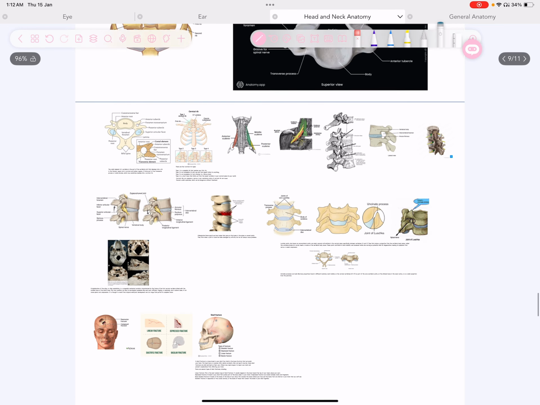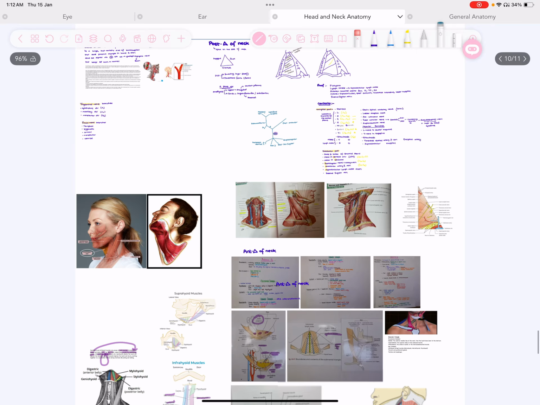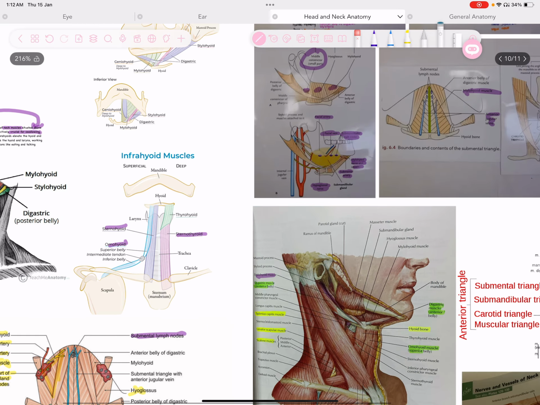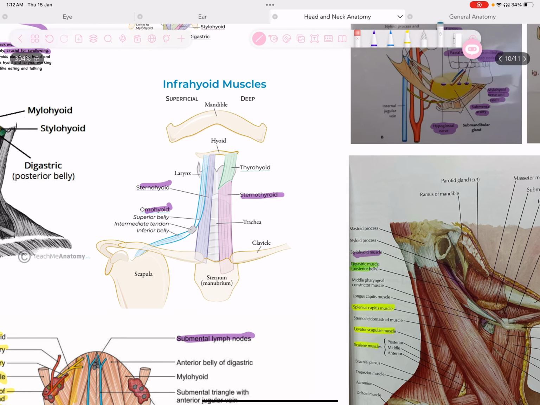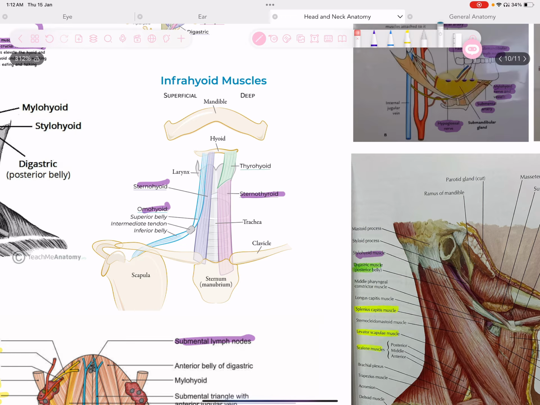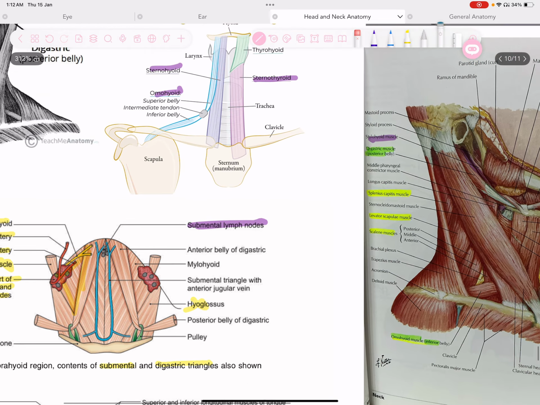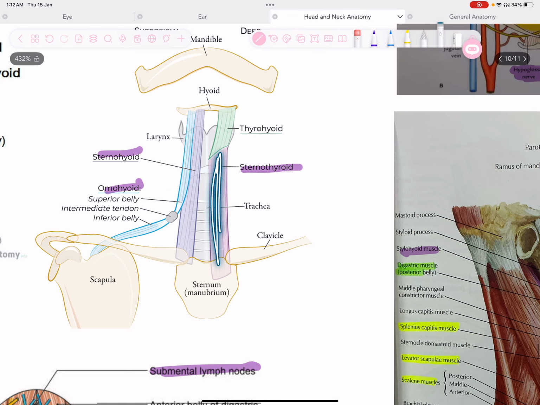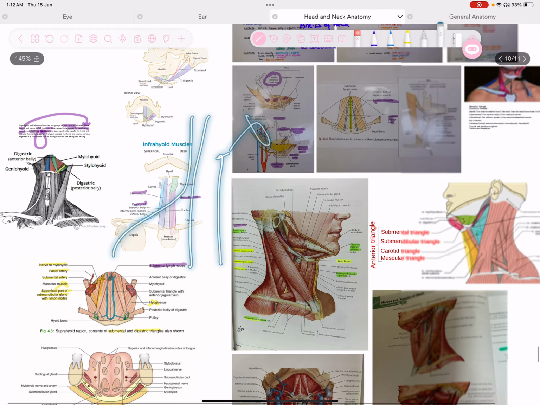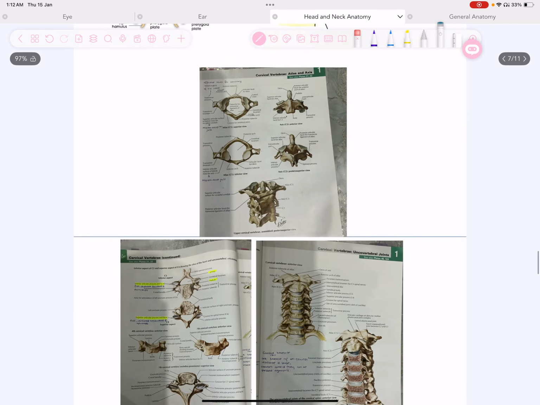Let me show you what the muscles are right here. So these are the infrahyoid muscles: sternothyroid, sternohyoid, and omohyoid. It gives innervation to sternothyroid and then sternohyoid. So sternothyroid, sternohyoid, and omohyoid, but not to the thyrohyoid, right? So this is its innervation.